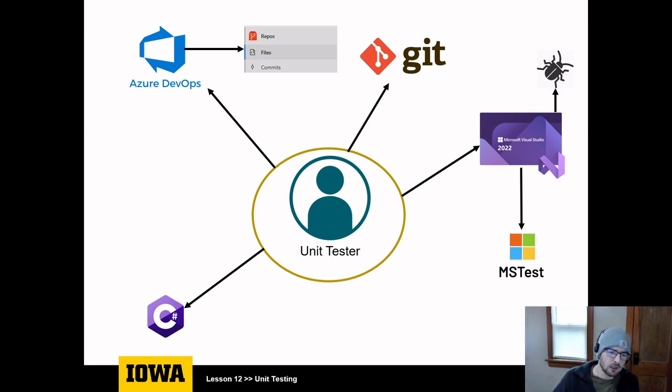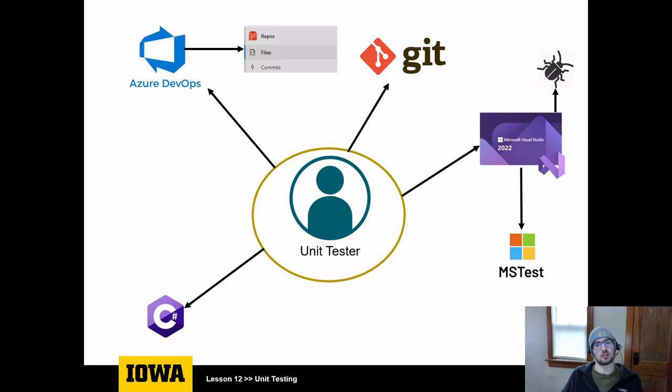And so the unit tester has to have knowledge of C# and know how to write it, and they also need to be able to get the C# from their version control system. So in our case, that's Git and that's Azure DevOps and the repo section. They have to be able to get code to their machine so they can test it. And of course, they're going to want Visual Studio to review that code in and write their code in.